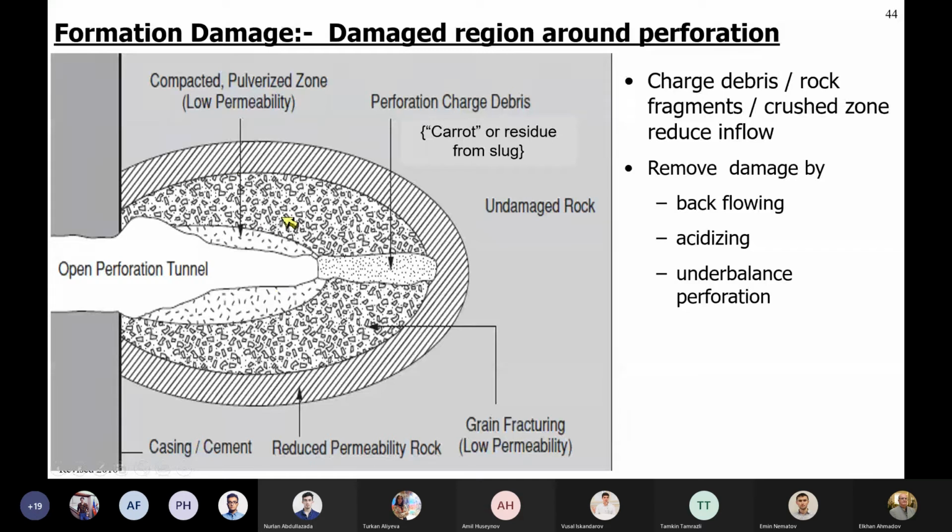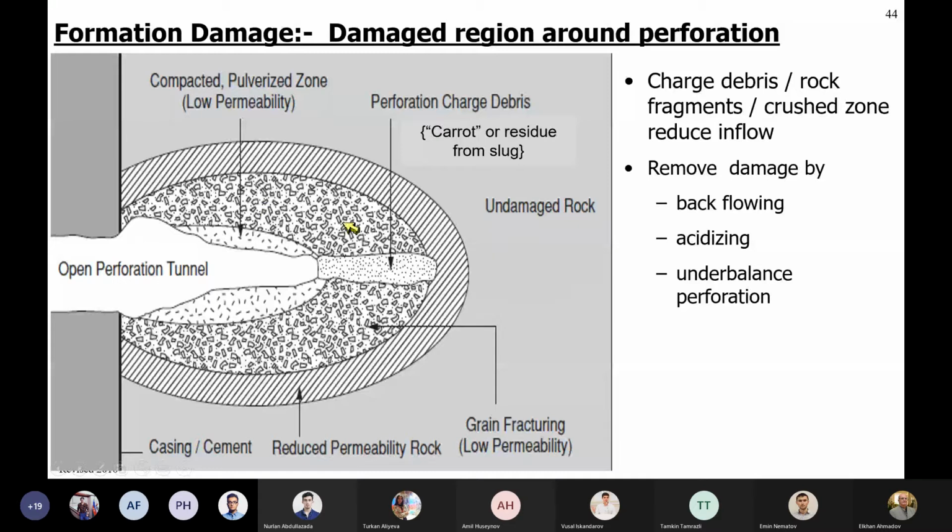So it can again be removed by backflowing, acidizing, underbalance perforations to flow back all these materials, or crushed rock materials, from the perforation tunnel into the wellbore and produce them up.